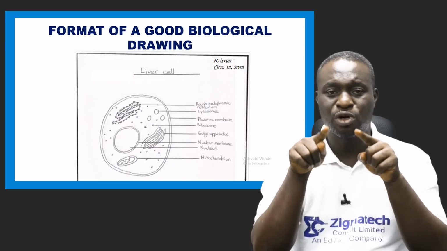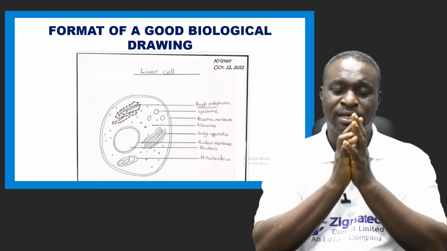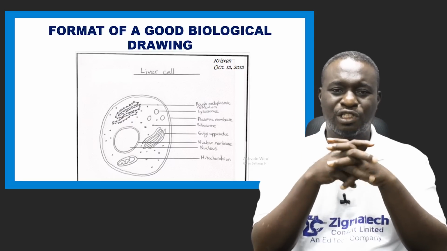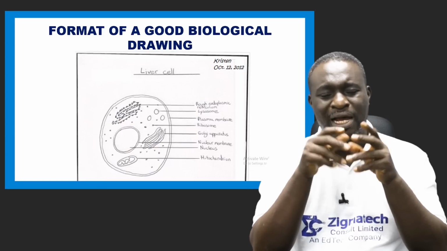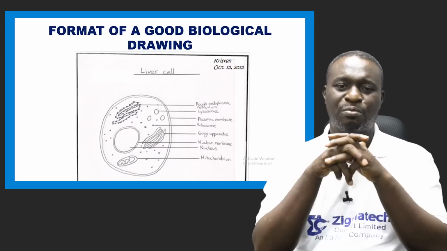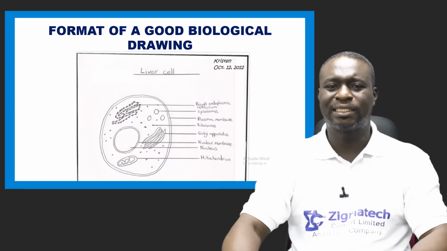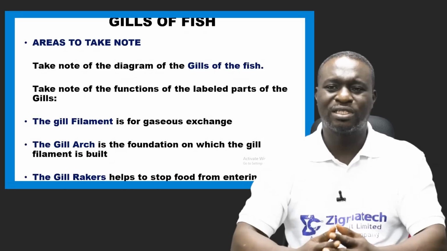When drawing it, it must be with double lines. It must be with double lines. So I believe if you follow these principles or these little tips, you're going to do well in your biology practical exam. Now let's quickly move ahead and look at several things about the specimen.